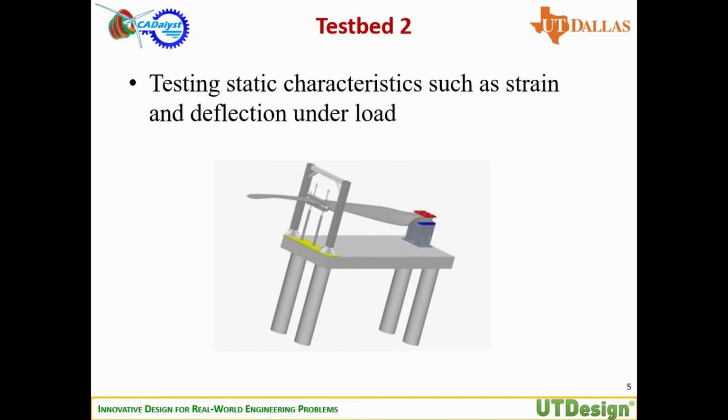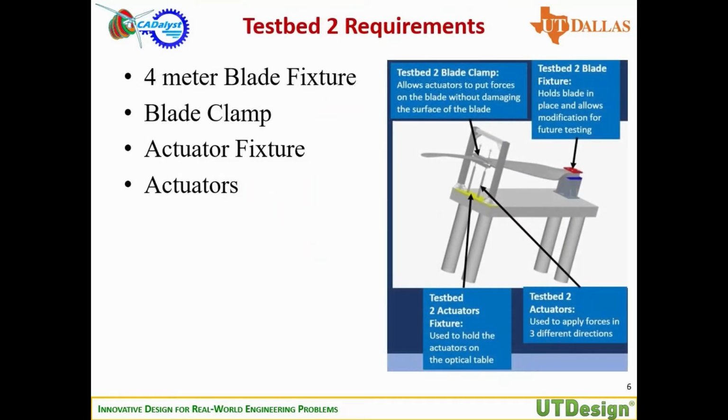We were only tasked with designing this testbed, so unfortunately, we did not get to build it. The testbed works by using actuators to apply loads in the flapwise, edgewise, and torsional directions to the blade, and then the blade's response is recorded through the use of strain gauges and displacement sensors, which are provided by the client. So the requirements for testbed 2 was that we had to be able to apply forces in the flapwise, edgewise, and torsional directions to the blade without actually damaging the blade itself.